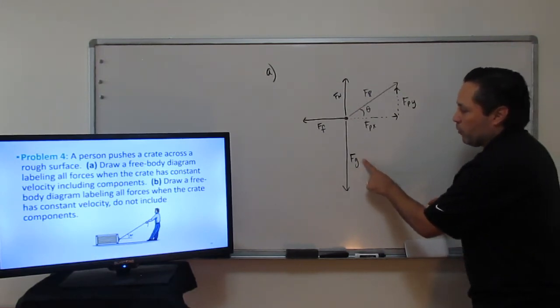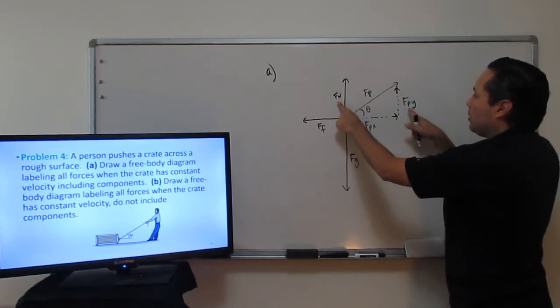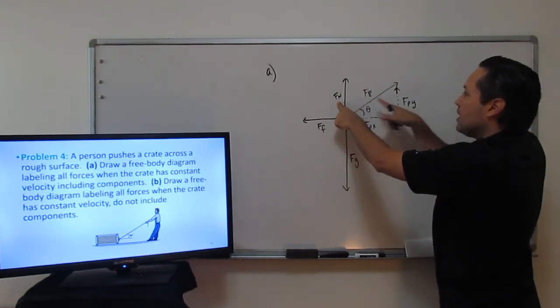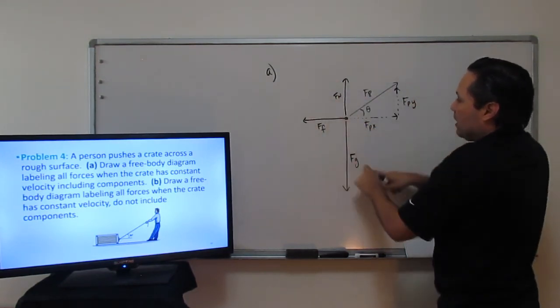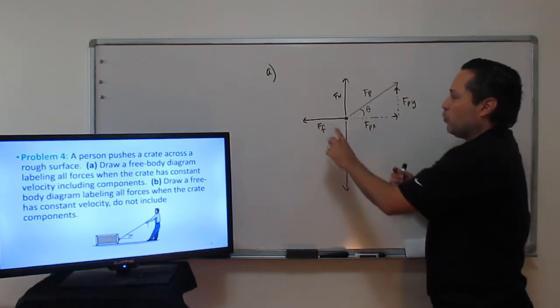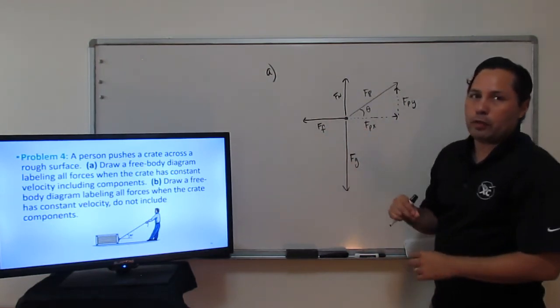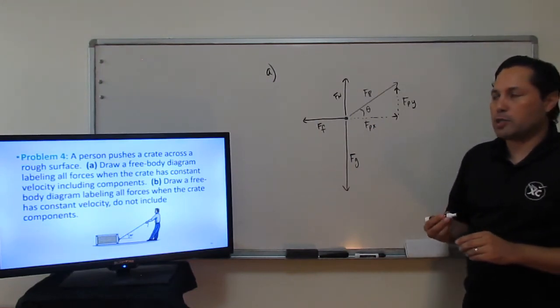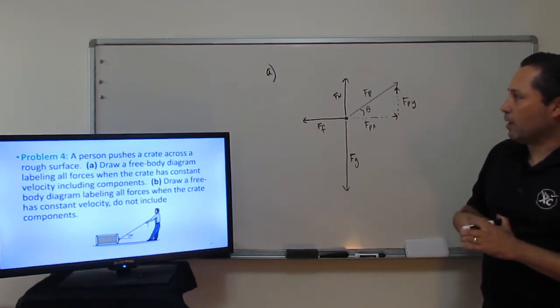If you wanted them to match, force gravity would equal force normal plus force pull on the y-axis. Those two, add them together, that'll match the magnitude of the force gravity. The force friction will match the magnitude of the force pull on the x-axis. Alright guys, that is part A.